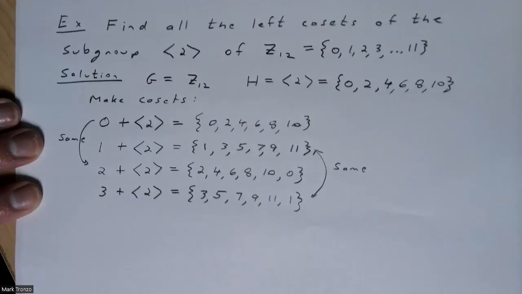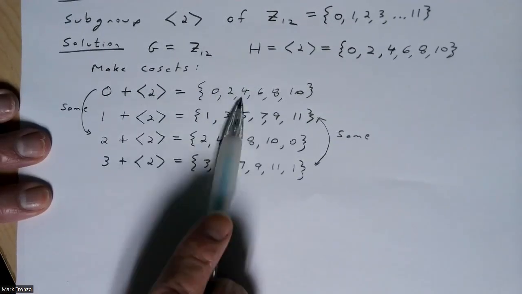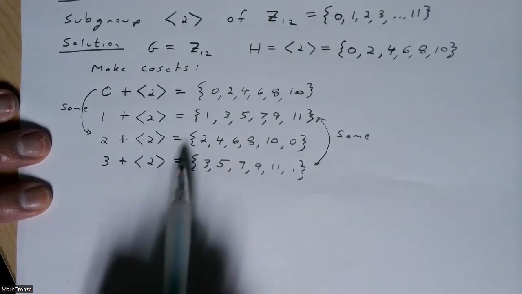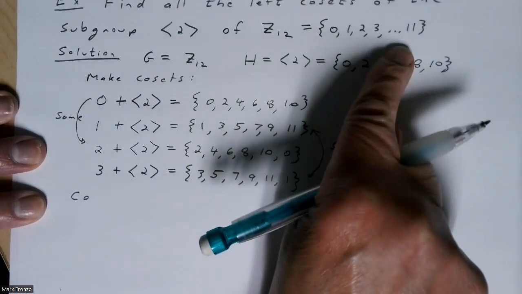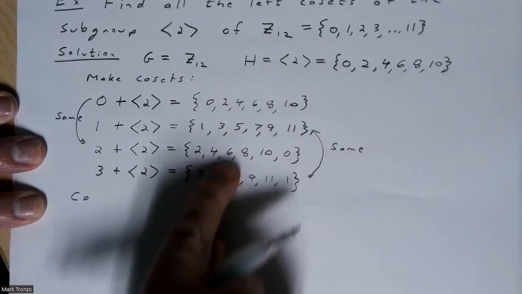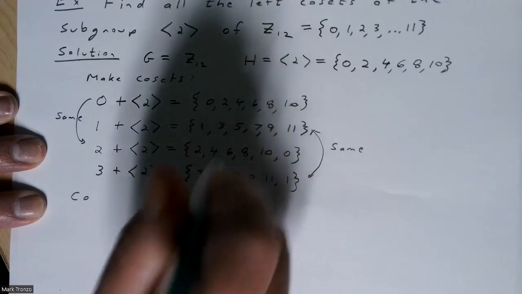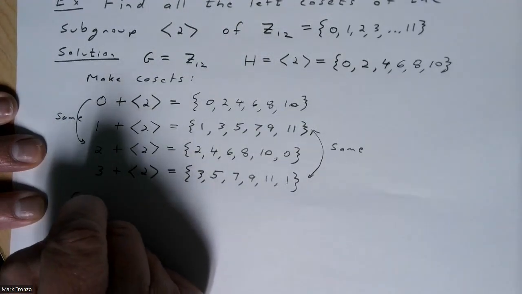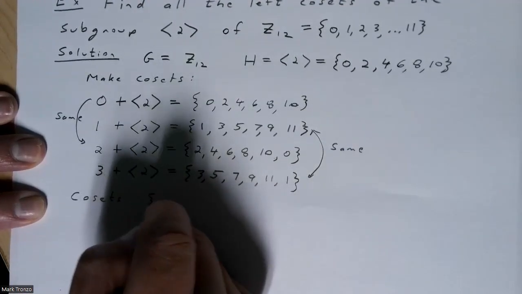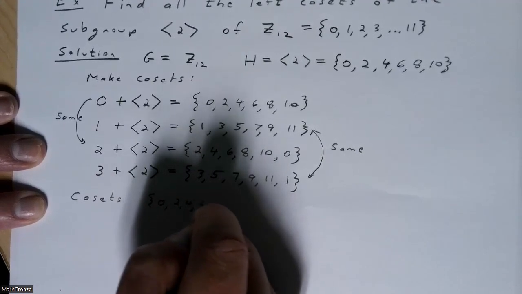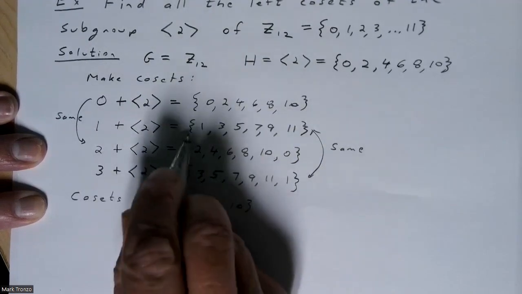So then the cosets are just these two that are different. Again, they could have been generated by this or this. And if you continue on putting other numbers, once you realize that you have a partition, then any of the others will just create repeated cosets. So the cosets are this and this one.